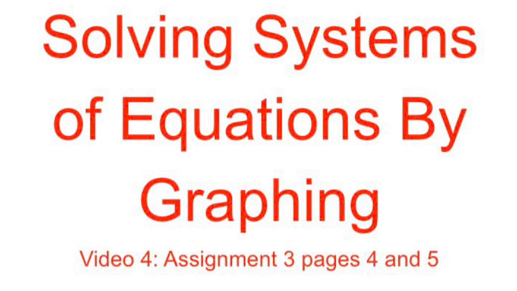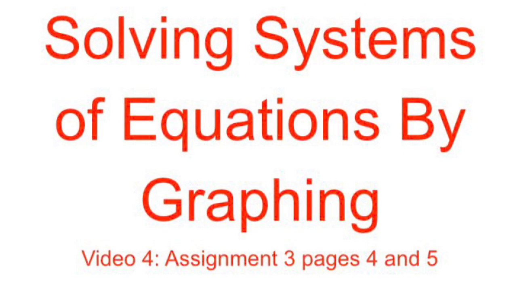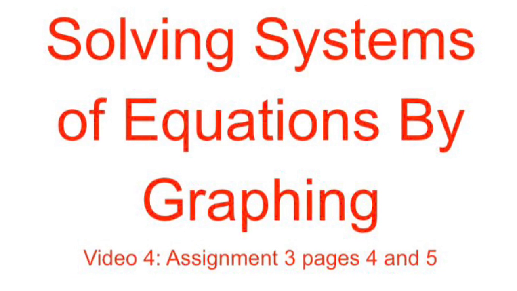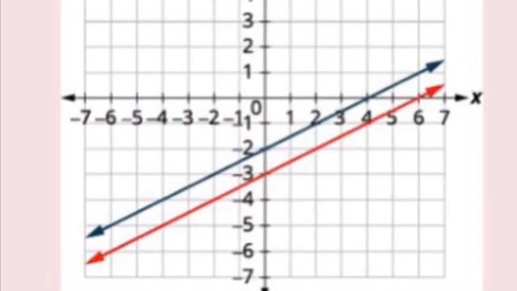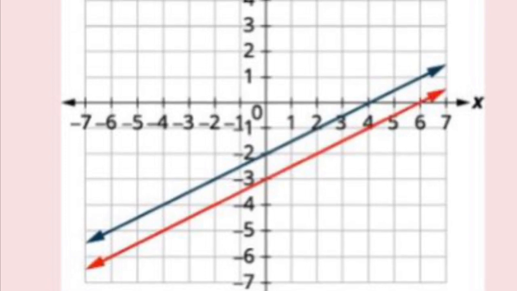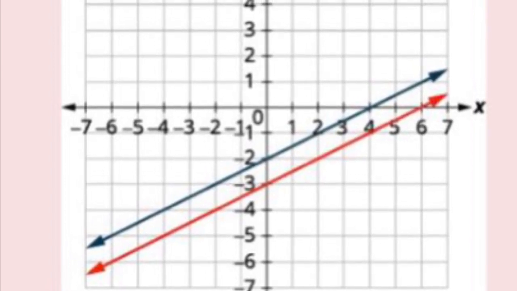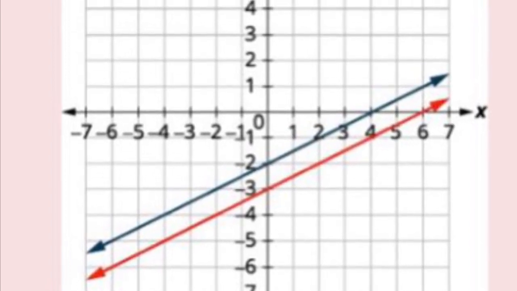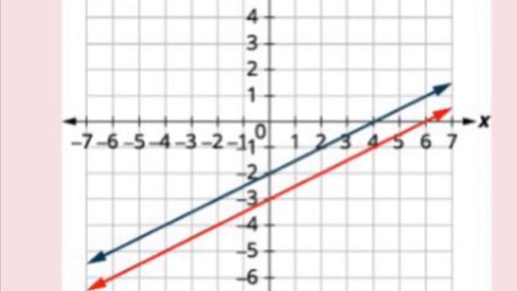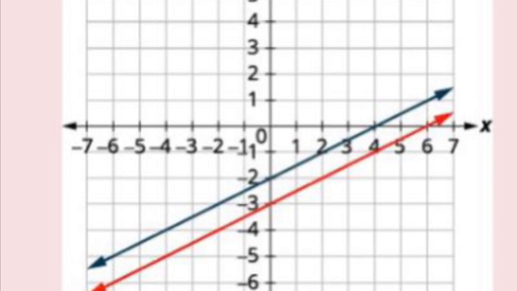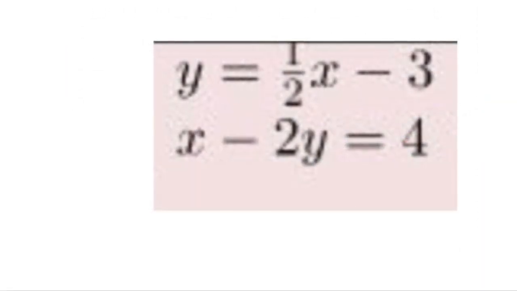And again, today we're going to talk about how you can solve a system of equations by graphing. We're going to look at page 4 and page 5 of the booklet. To begin with, I want to look at this example from yesterday's video. It's two lines that were parallel, and so we realized that there was no solution to the system of equations because those two lines would never touch. And the two equations looked like this.